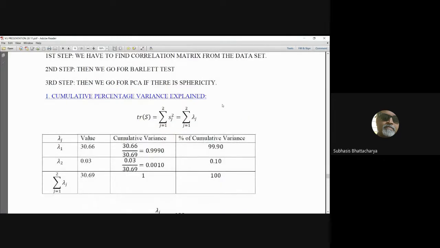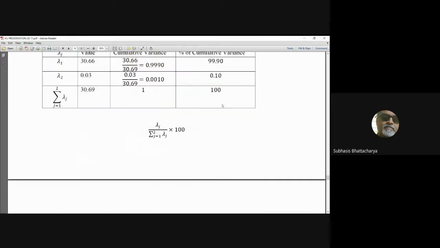For example, in our earlier example, lambda 1 is what? 30.66. Lambda 2 is 0.03. And so total lambda is 30.69. So what is the cumulative variance? If I consider the percentage, that is 30.66 divided by 30.69, the value is 0.999. And for lambda 2, it is 0.001. That means lambda 1 explains 99%, and lambda 2 explains only 0.1%. So from here you have to get the idea which one is explaining the most.